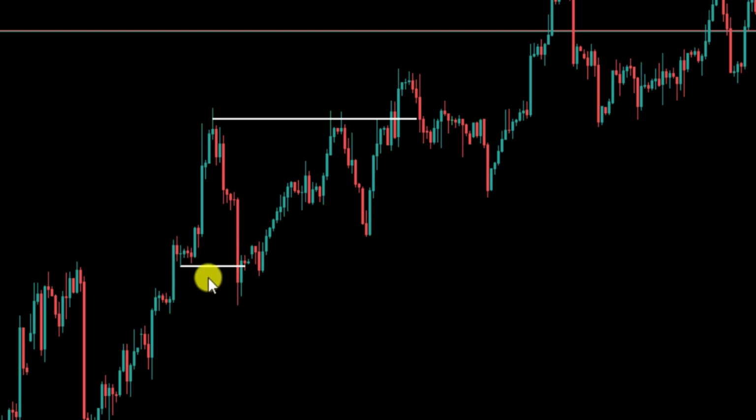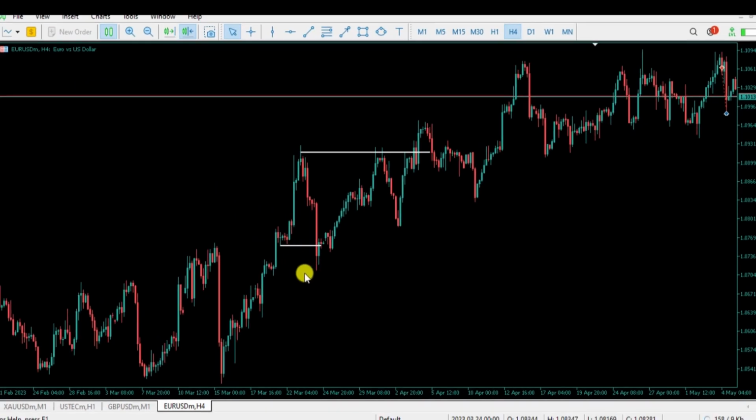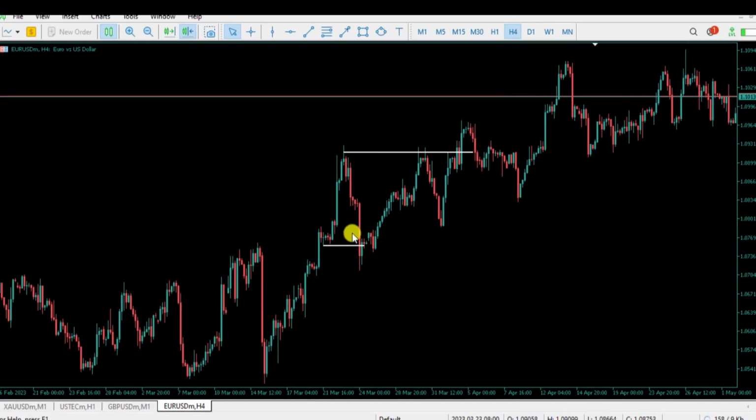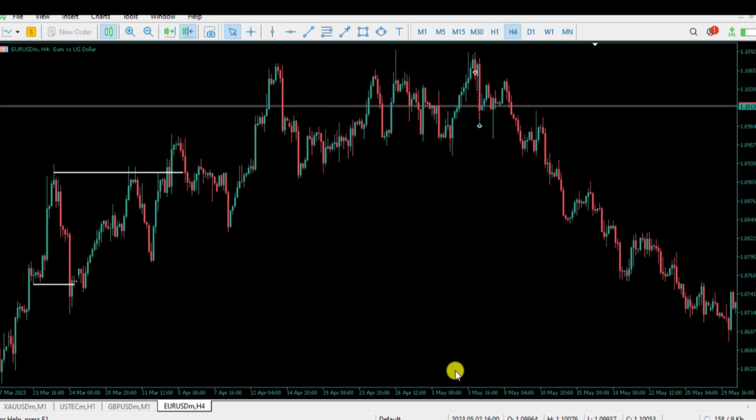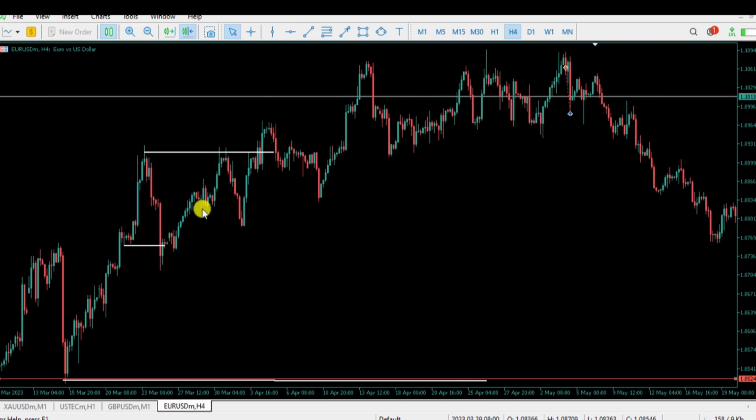Okay, that is it. Now a change of character will be formed when price moves down over here and breaks below the previous low that was formed. Assuming price happens to come down here and break below this particular low that was formed over here, then we can have what we call a change of character. But right now we don't have anything like that. All right, so that is it.